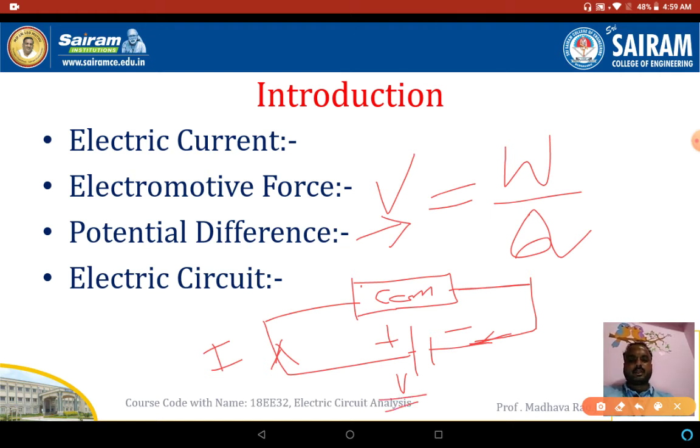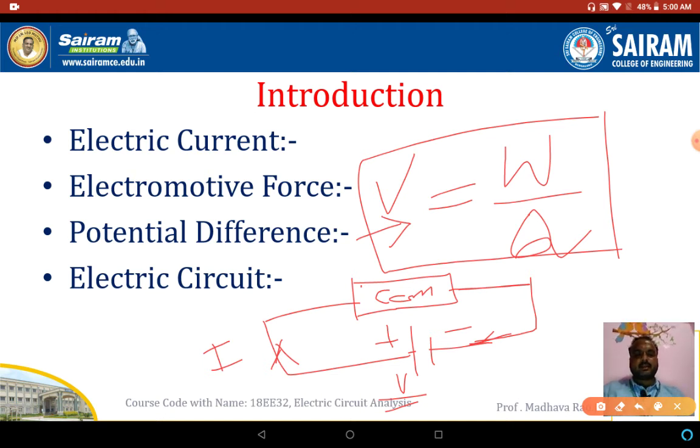So what is the formula for voltage? The ratio between energy and charge is known as potential difference. Potential difference in electrical terminology is also called voltage. The unit of potential difference is volts. We can also measure in kilovolts, megavolts, gigavolts. So this is about potential difference.